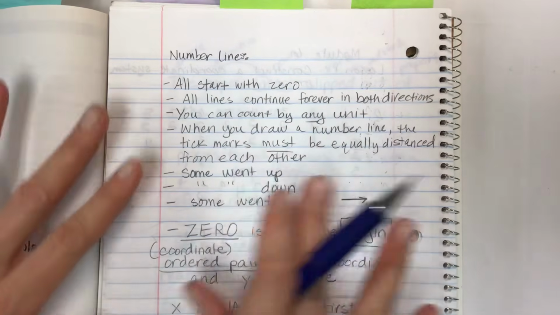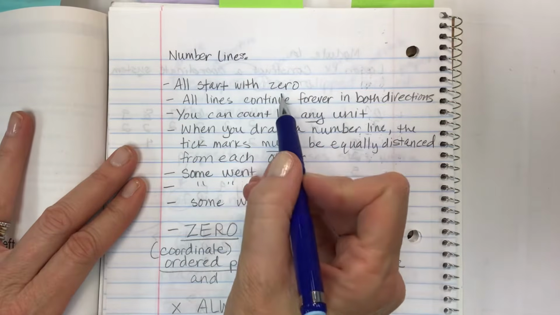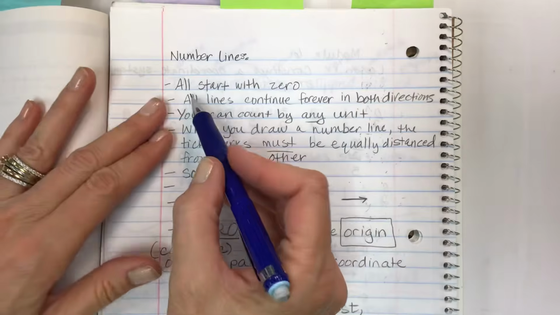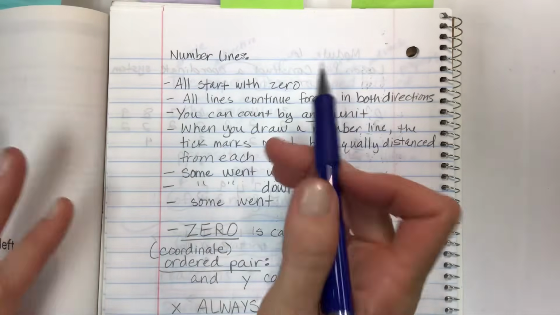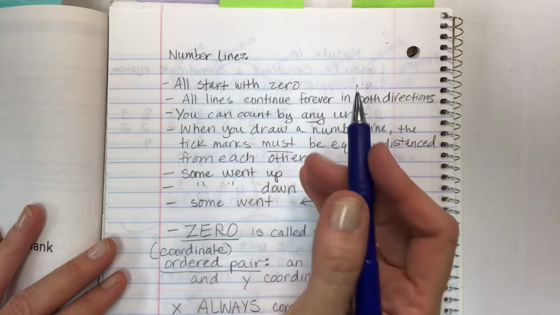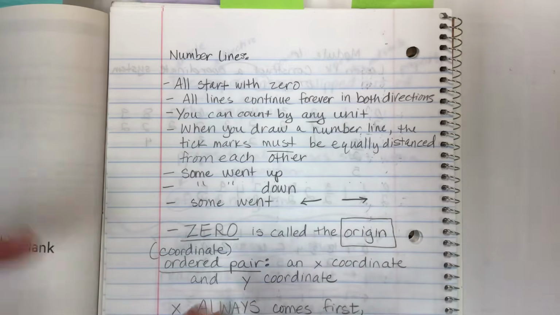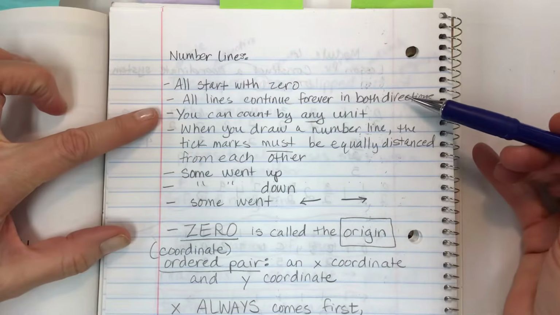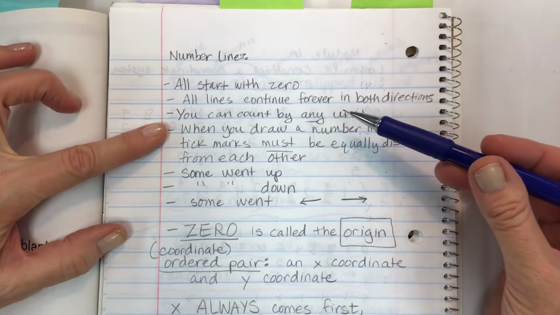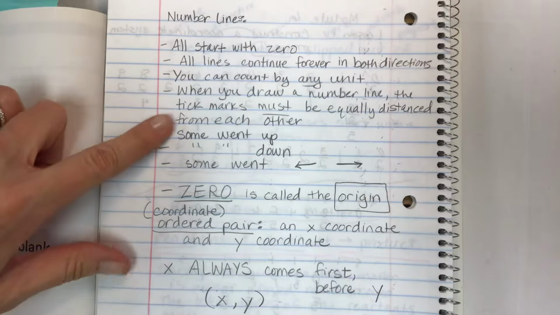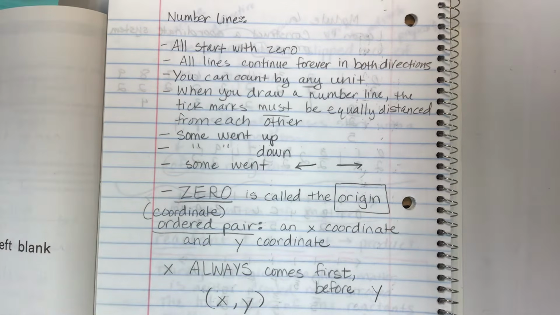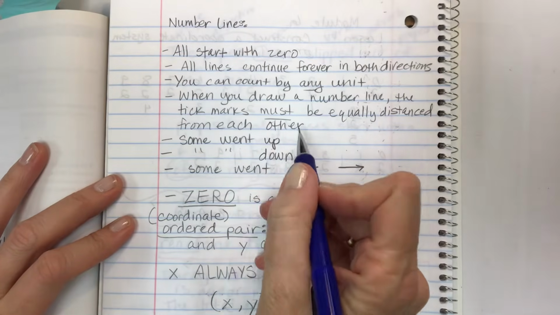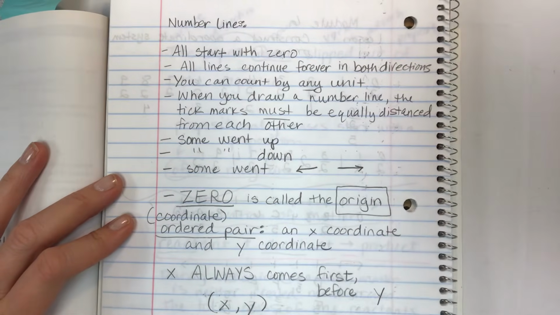Basically, you can find a zero somewhere on the line, but it might not be on your paper. All number lines will have a zero. They would typically start with a zero, and for our axes in 5th grade, we're going to have this zero at the origin. They continue forever in both directions. You can count by any unit. And tick marks must be equally distant. So if you're writing your own number line, try to be really precise about counting, like tick, tick, tick, tick, tick, tick, tick. Make sure they're equally distant.